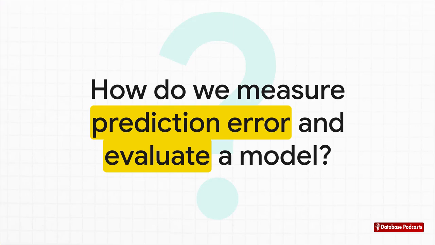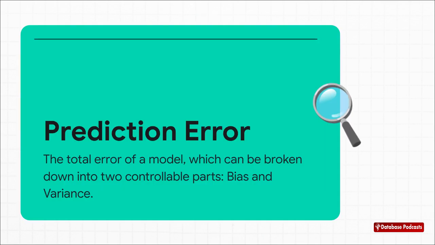Exactly. A model is completely useless if its predictions are bad. But here's the thing. Error isn't just one simple concept. We need to break down the different ways a model can mess up. So, it turns out you can break down a model's total error into 2 main components that we can actually influence, something called bias and something called variance. And honestly, learning to balance these two is one of the biggest challenges in all of machine learning.